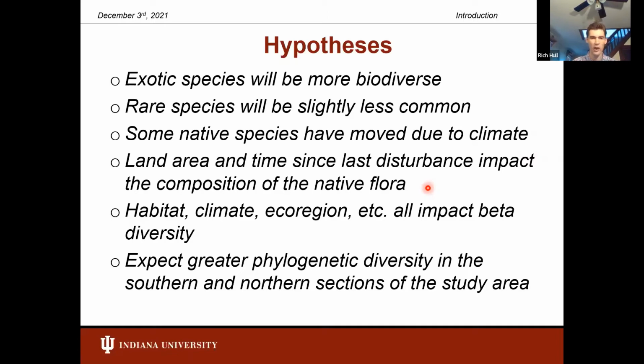So moving on to land fragmentation, we expect that both land area and the time since last disturbance within the plot will impact the composition of the native flora. We expect that several factors will impact beta diversity, and then we expect that greater phylogenetic diversity will be present in the southern and northern sections of the study area. And these last three questions, really, I'll go into more detail in the future directions and explain exactly what I'm talking about.